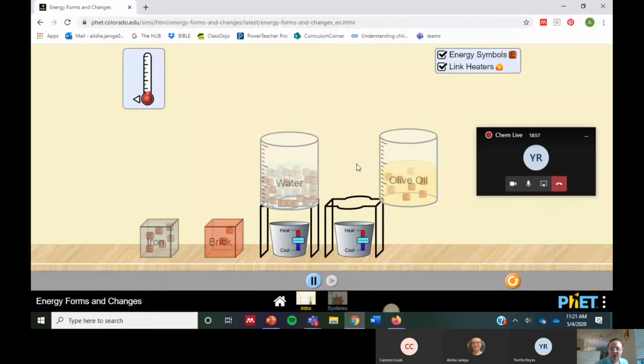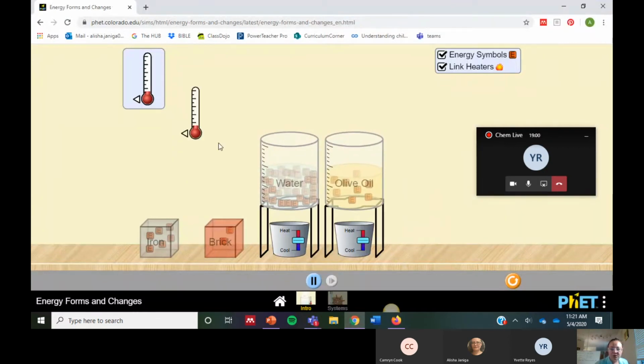Water, oil, thermometer, thermometer. Now we're going to add heat. So we'll add heat 10 times. 1, 2, 3, 4, 5, 6, 7, 8, 9, 10.